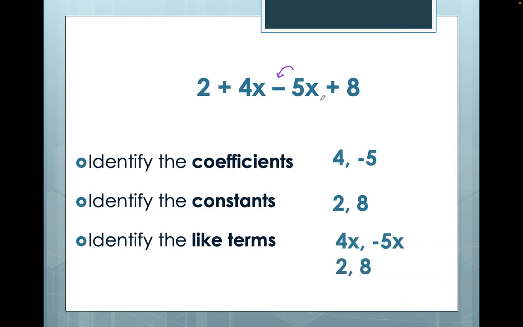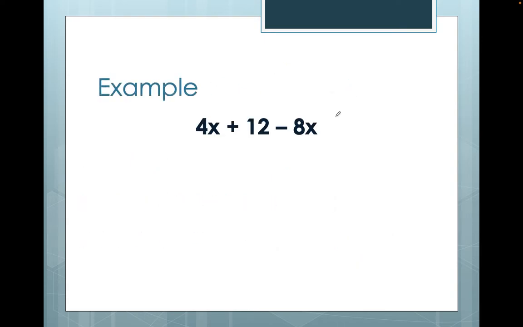And in this example, there are two sets of like terms: 4x and the minus 5x, those are like terms, and the 2 and 8 are also like terms. Like terms are terms that we can combine, or add or subtract together. So let's look at some examples where we can actually simplify an expression by identifying our like terms and combining them. In this first example, our like terms are 4x and a minus 8x.